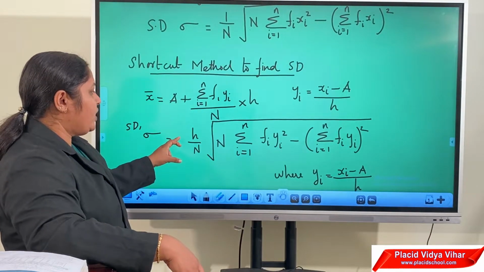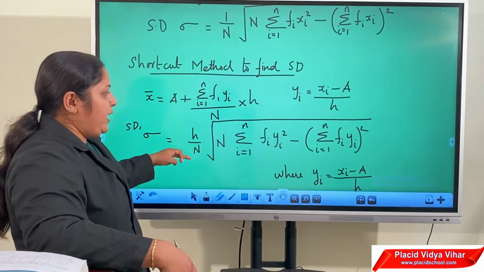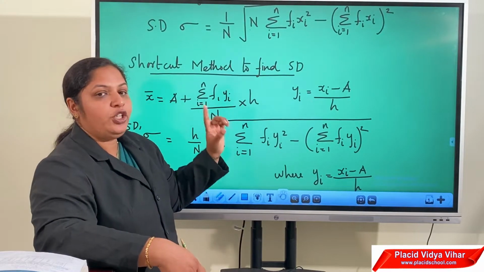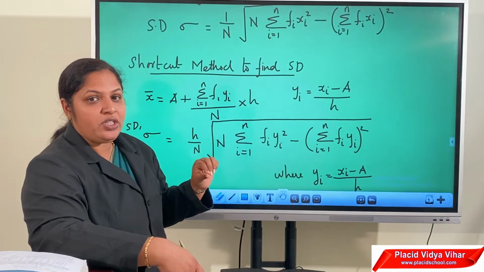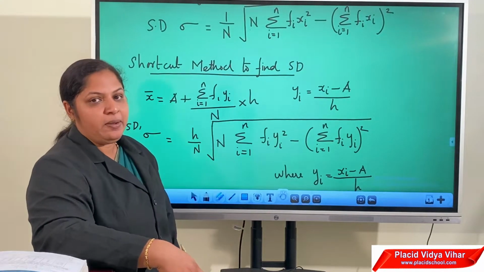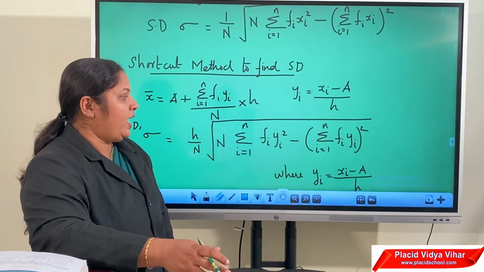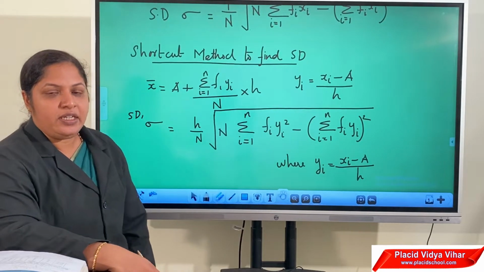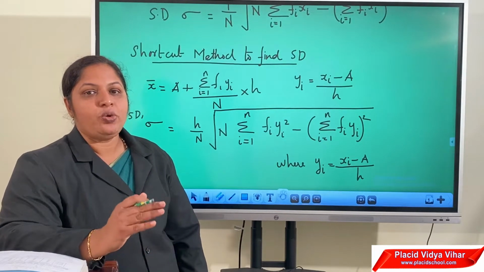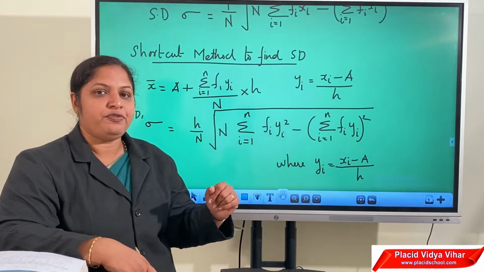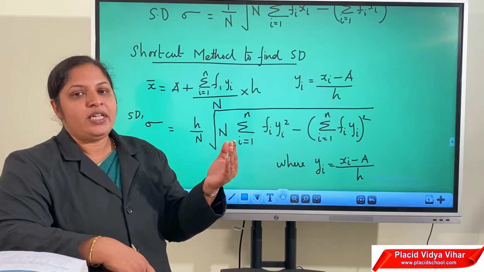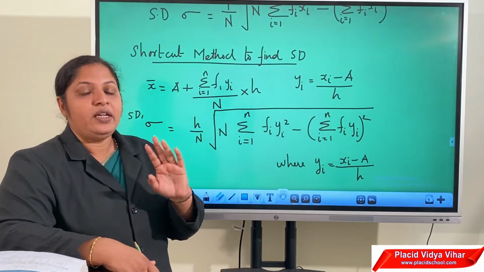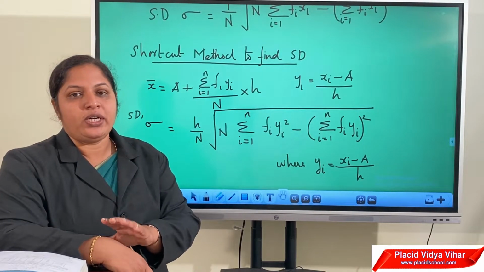Only a very small change in the formula. Here you have h by n, and this xi will change as yi, where yi is the new value or the deviations which we have got. Yi is given as xi minus a by h, where a is the assumed mean and h is the interval width. So these are the formulae to find out standard deviation, and to find the variance we can square the standard deviation, or once we are finding the variance first, then to obtain the standard deviation we can take the square root of variance. And this is the last measure of dispersion which we are going to learn in this chapter.